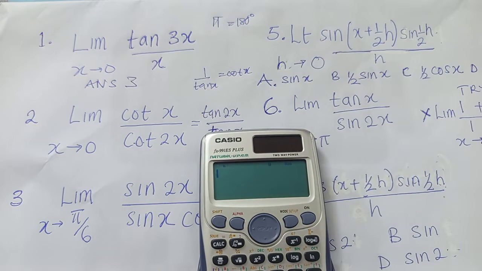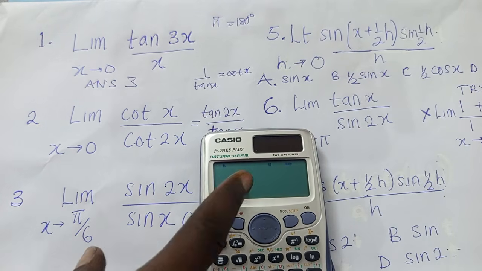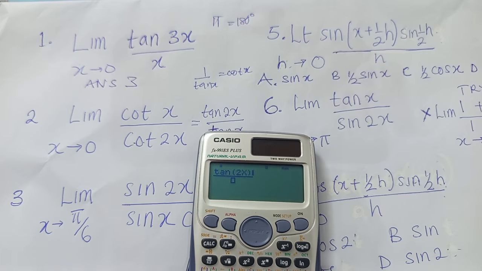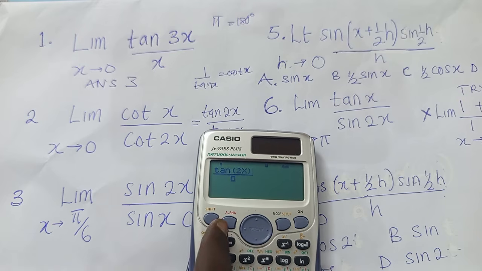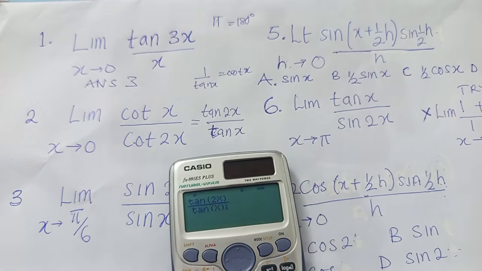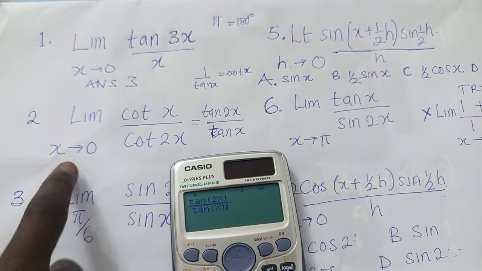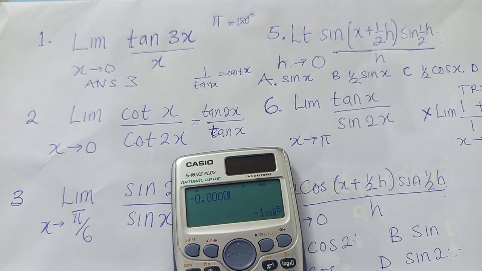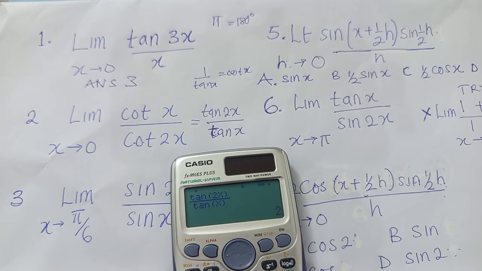So we go back. What is it tending to? 0, so we leave it in radian. Now let's solve. We press fraction, then tan(2x), close bracket, then tan(x), close bracket. To make x tend to 0, press calc, then enter minus 0.00001. What do we have? 2 on the dot. So the answer is 2.